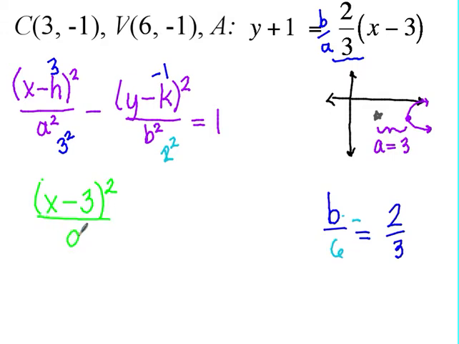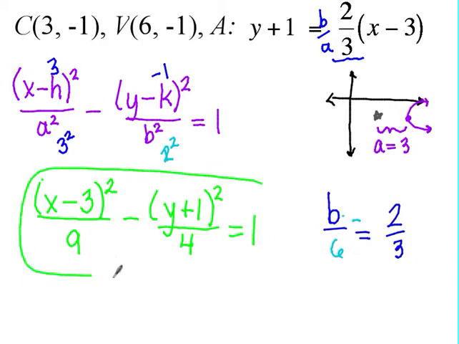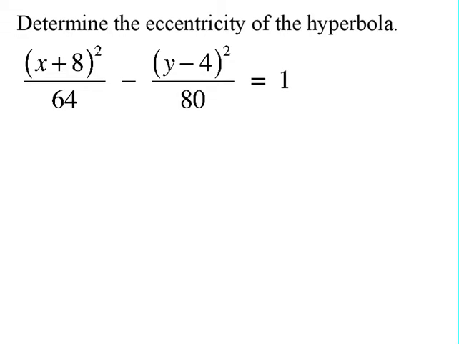So over 9 minus y plus 1 over 4, and that's going to equal 1. There we go. Questions? Should be pretty straightforward. All right, determine the eccentricity of the hyperbola. Eccentricity of the hyperbola.